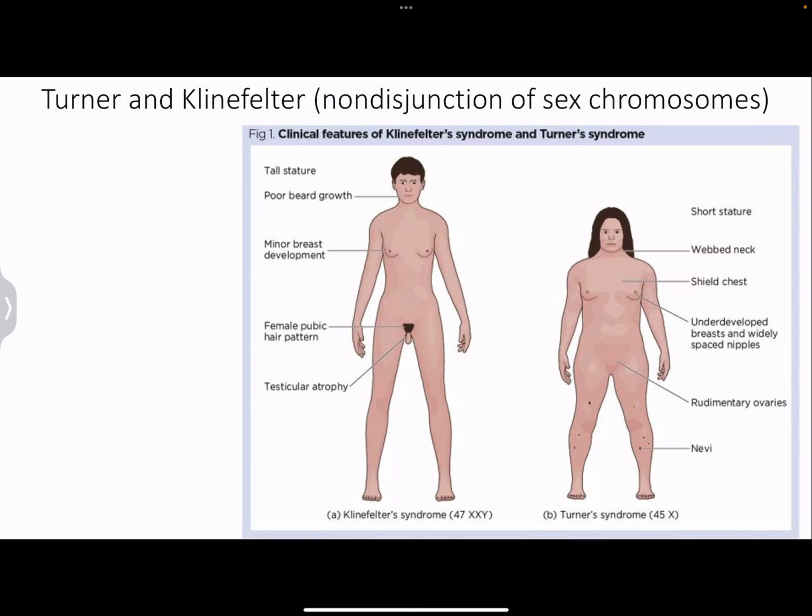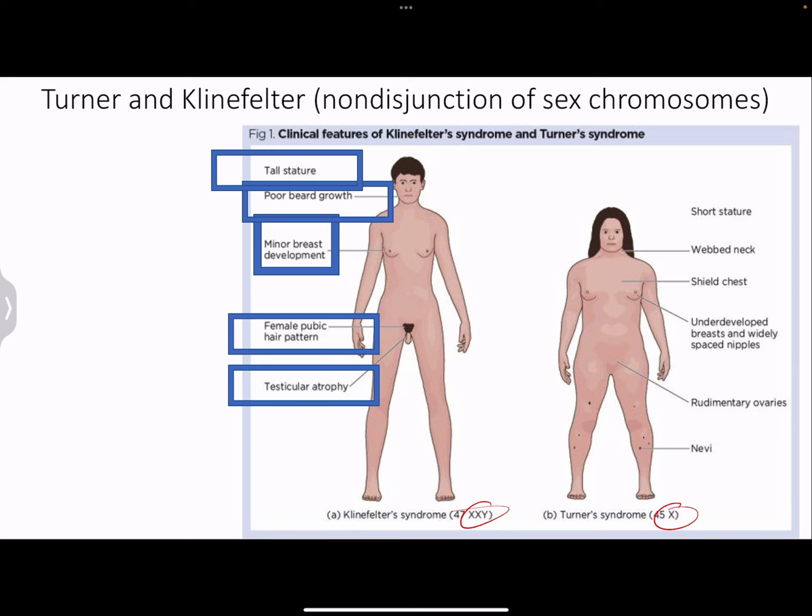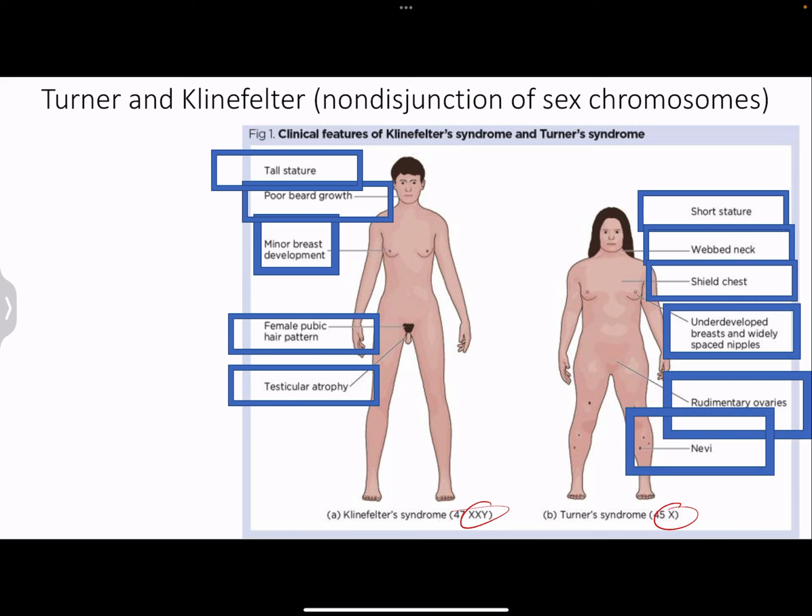So Turner and Klinefelter. This has to do with non-disjunction of the sex chromosomes. Klinefelter is XXY, and then Turner syndrome is X-null. So there's not a second X chromosome, it's just one X. These are for the Klinefelters, and these are for Turner syndrome. For Turner syndrome, I would say the web neck and the shield chest are going to be real big standouts in a vignette. Now, this is a lot of characteristics.